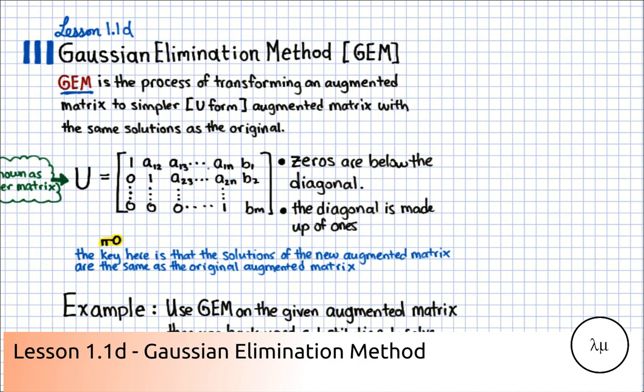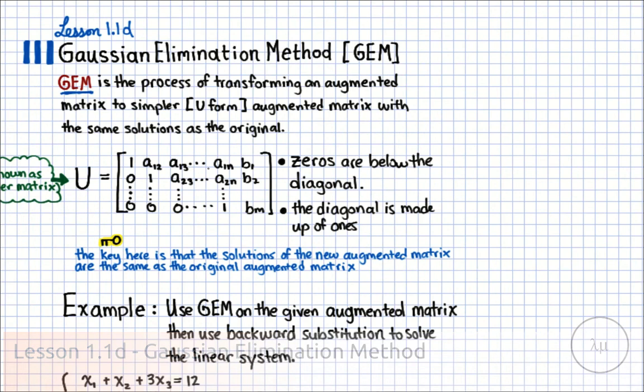In this lesson, we're going to talk about the Gaussian Elimination method, also known as GEM. So let's get into it. GEM, the Gauss Elimination method, is the process of transforming an augmented matrix to a simpler, what we'll call a U-form augmented matrix with the same solutions as the original.